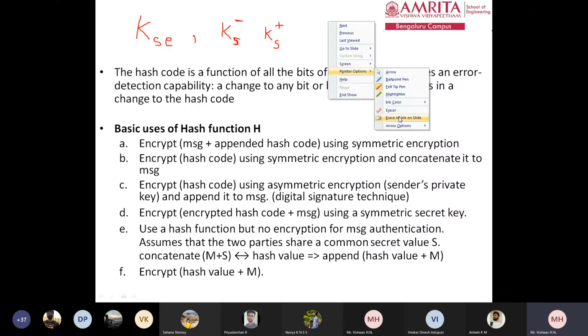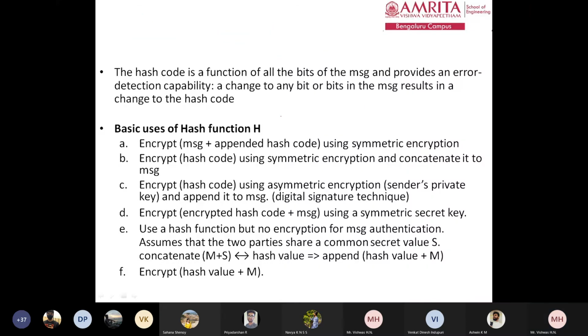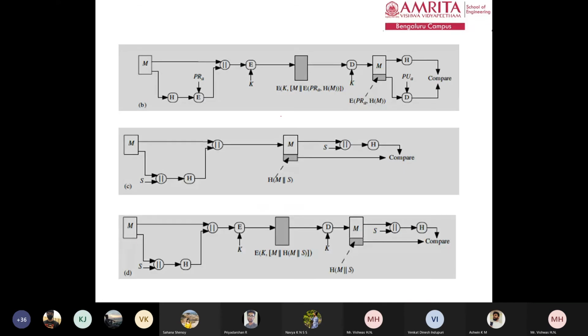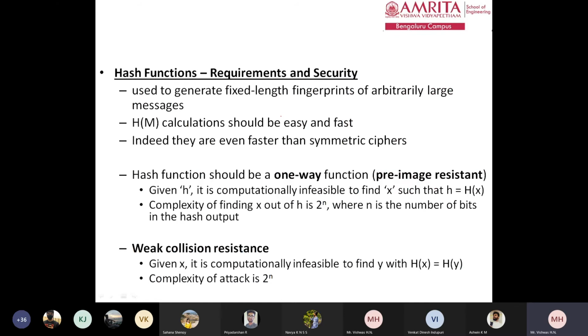Let me go to the next slide. Hash function requirements and security: used to generate fixed length fingerprints for arbitrarily large messages. H of M calculation should be easy and fast. Indeed, they are even faster than symmetric ciphers. Is that clear?